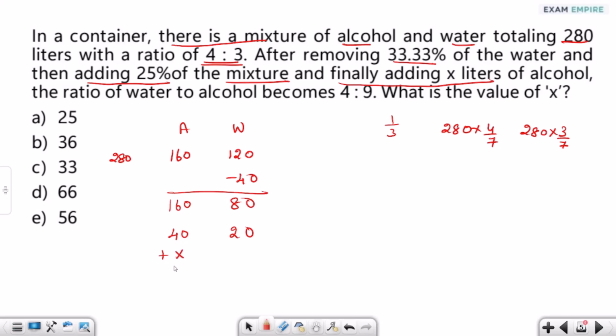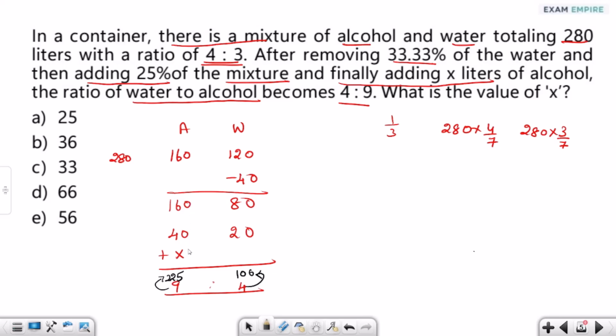Okay, again they are going to add X liters of alcohol. The ratio of water to alcohol becomes 4 is to 9. Okay, so water to alcohol is like 4 is to 9. So if you observe 80 plus 20, you'll be getting 100. Okay, 100. So if 4 part is like 100, then 9 part will be 225.